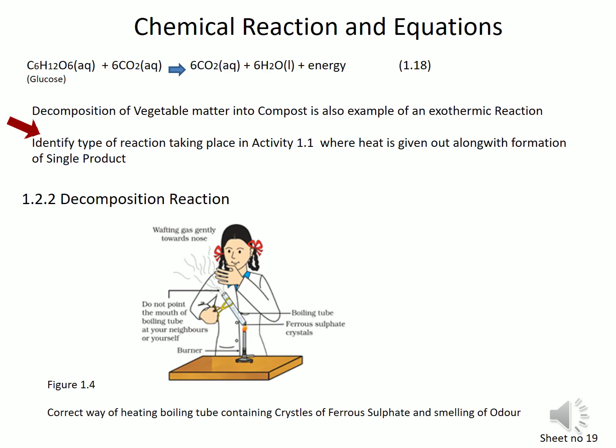Identify the type of reaction taking place in activity 1.1 where heat is given along with the formation of a single product. Let us see. 1.2.2 Decomposition reaction.